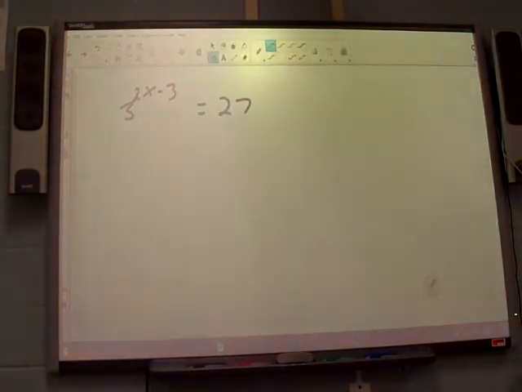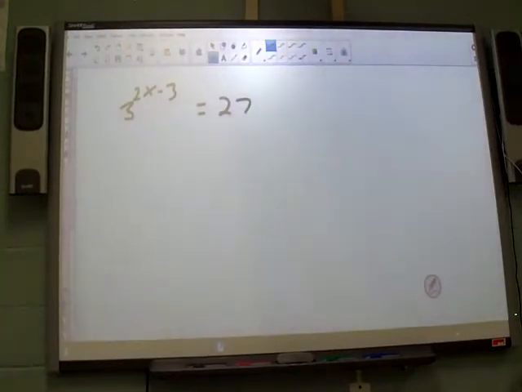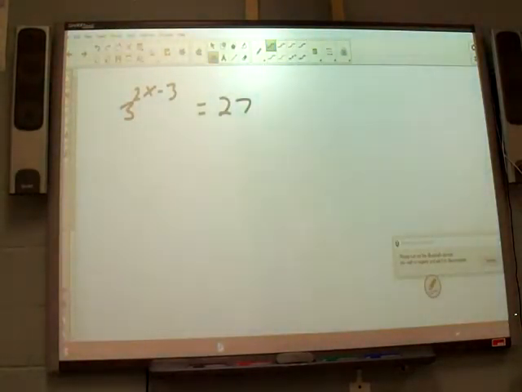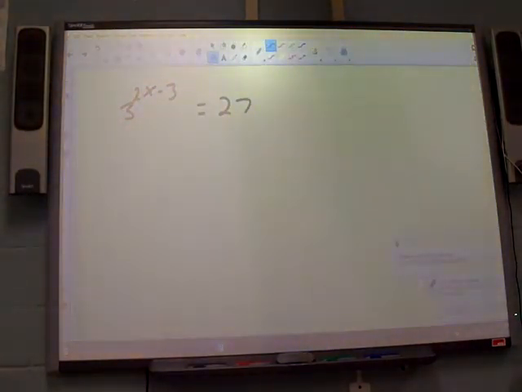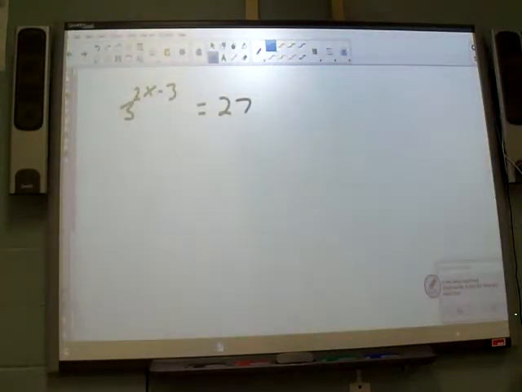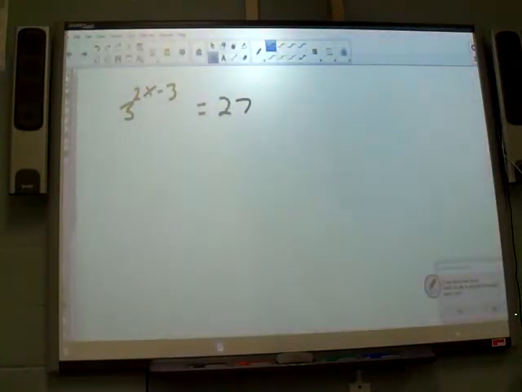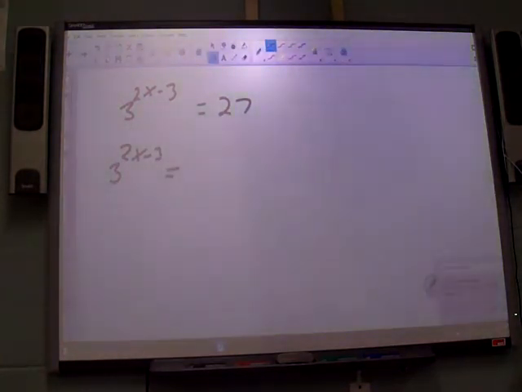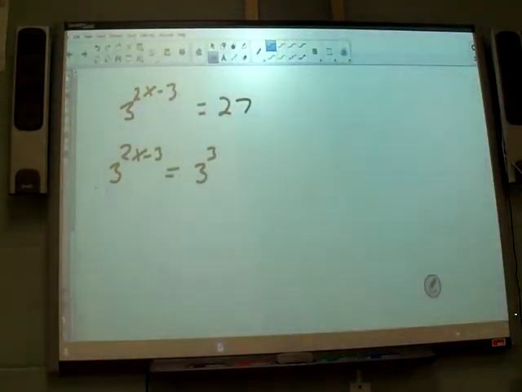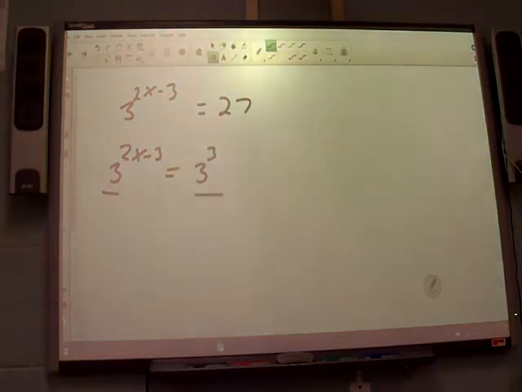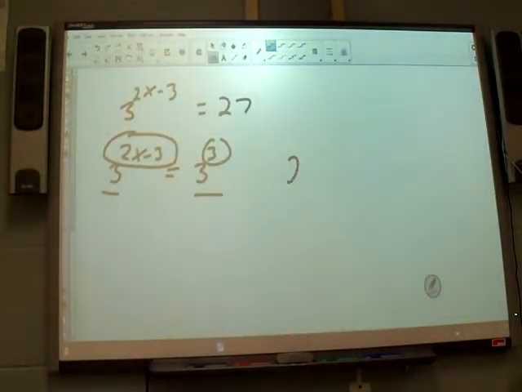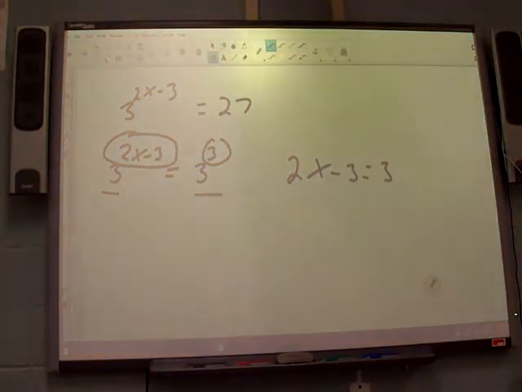So, when we did this in class, and I want to know how you do it in just a second after I go over. When we did this in class, I hinted to you that 3 and 27 were friendly numbers. So we rewrote both of these with the base of 3. So we said 3 to the 2x minus 3 is equal, 27 is the same as 3 cubed. So then we said, well, 3 equals 3. So that means 2x minus 3 has to equal 3. So that's the way I did it.